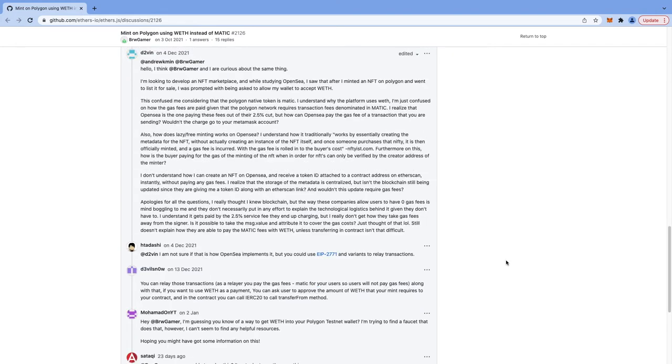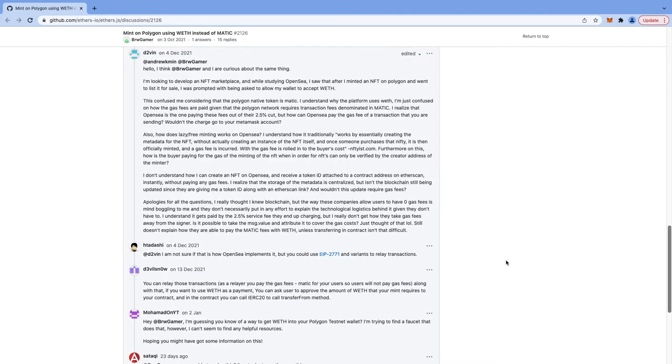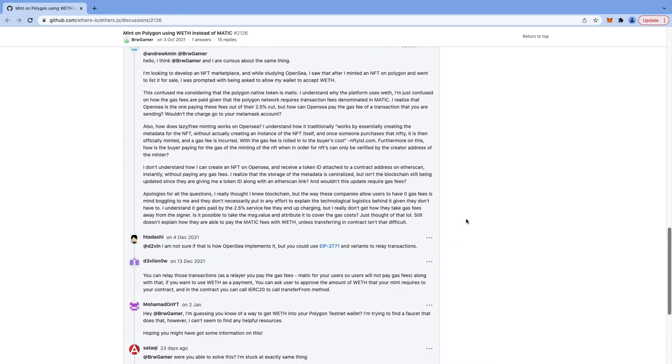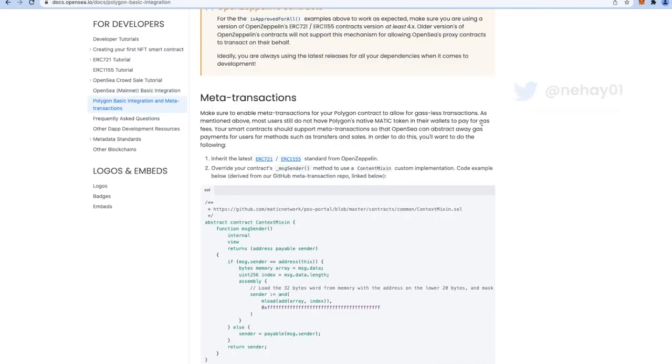In case you want to know how this is happening on the code level, you can actually relay the transactions as mentioned over here. You can check out this article for more explanation. As a relayer, you can pay the gas fees in Matic for your users. So your users need not pay the gas fees. So check out this link. I'll give you the link in the description. So that's the reason wrapped ETH or WETH is used on Polygon chain to buy Polygon NFTs instead of Matic on OpenSea. Yeah, so that is it for this video, folks. I hope you understood what is wrapped ETH, what are these different forms of ETH, and why wrapped ETH is used on OpenSea at multiple places.